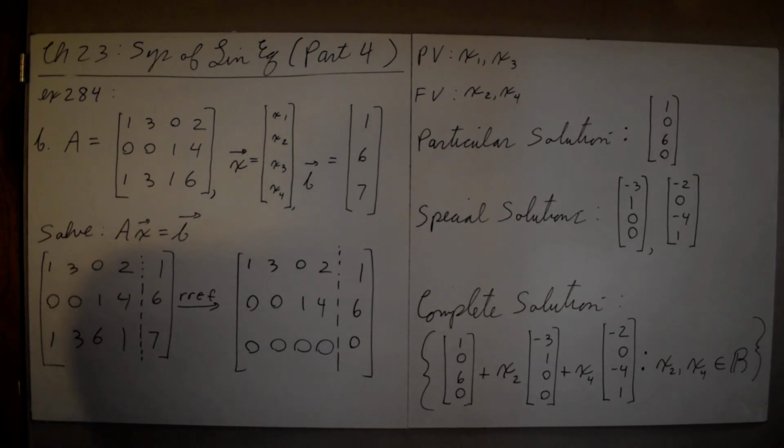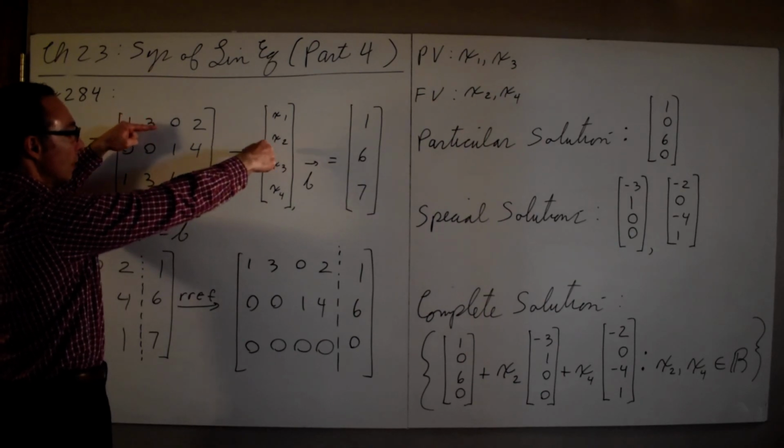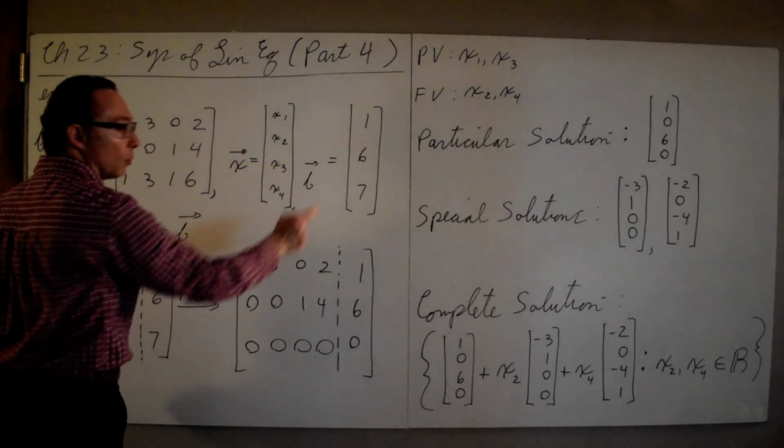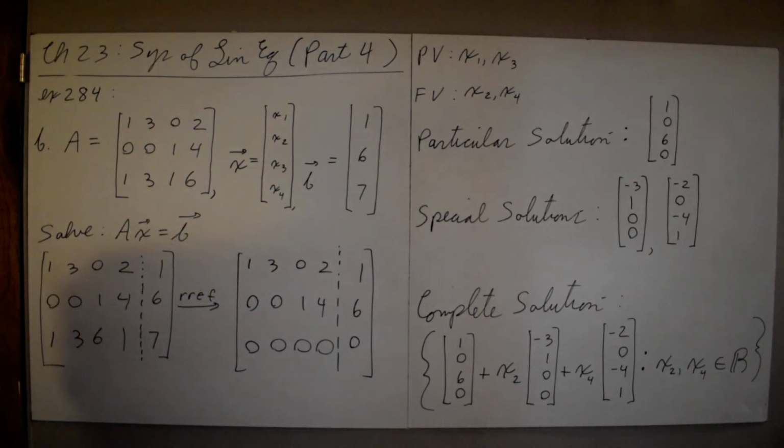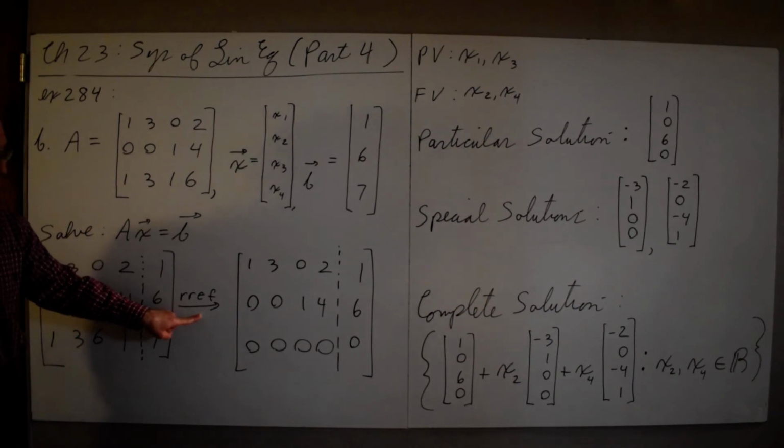And if you see how that works, you have x1 plus 3x2 plus 0 plus 2x4 is equal to 1. And the same is true for the other lines. So we have Ax equal to b. We are trying to solve that. And so we take the augmented matrix, AB, and we put that in reduced row echelon form.